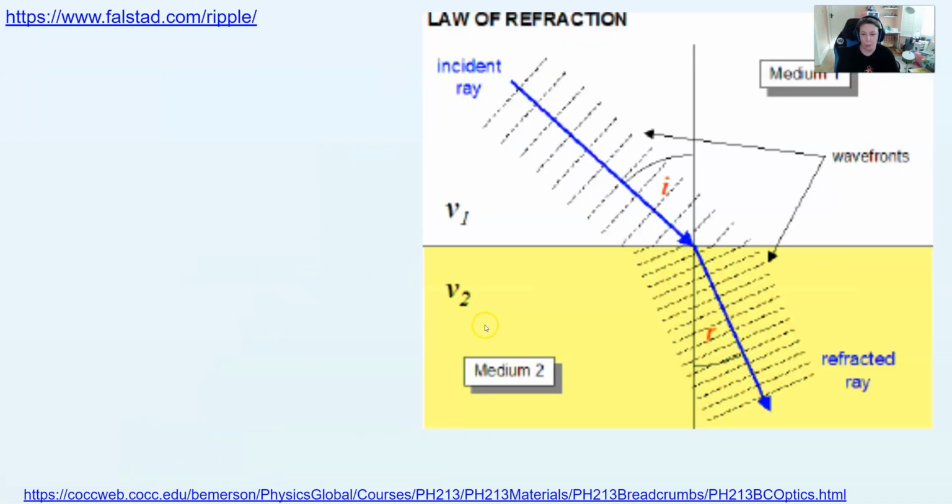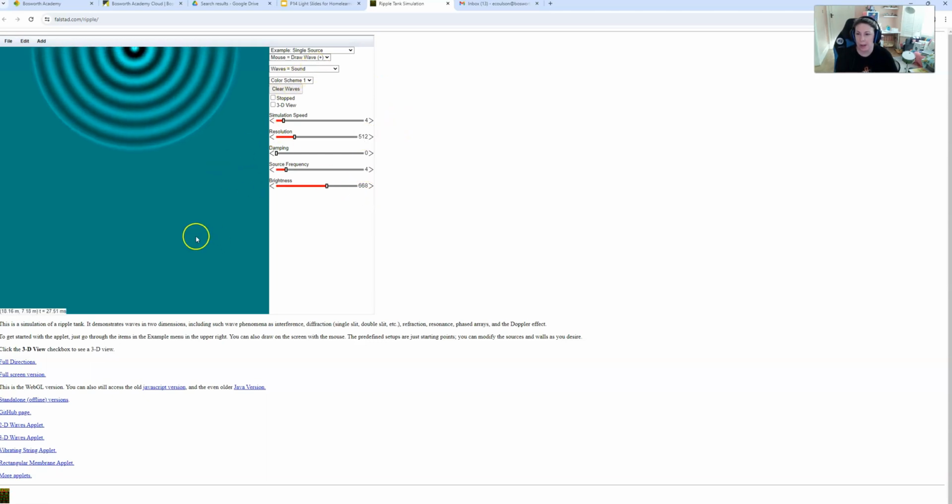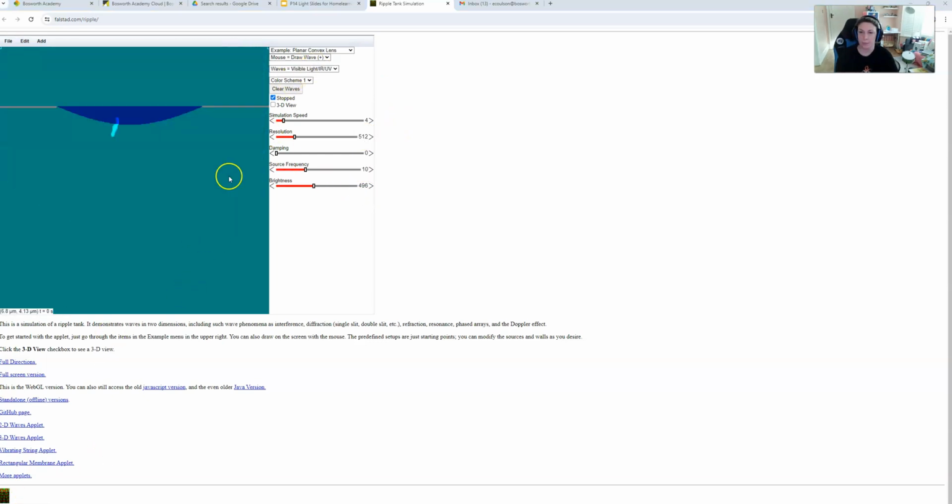So why does it change direction? Well, it changes direction because the wavefronts get closer together when they are traveling through a lens.